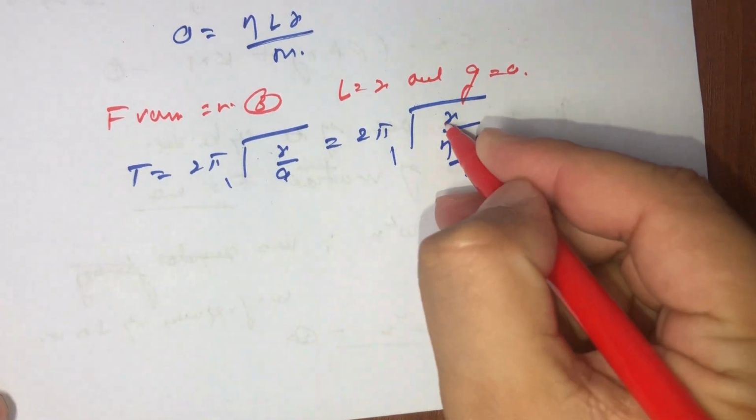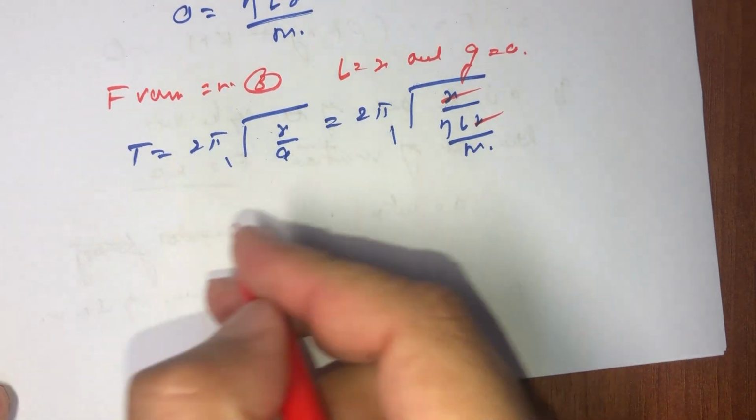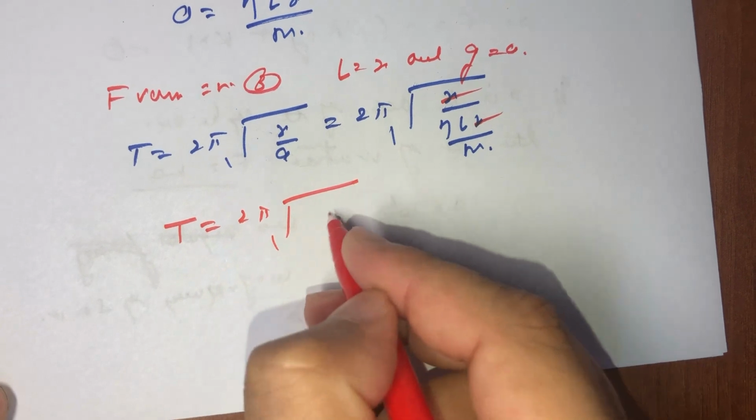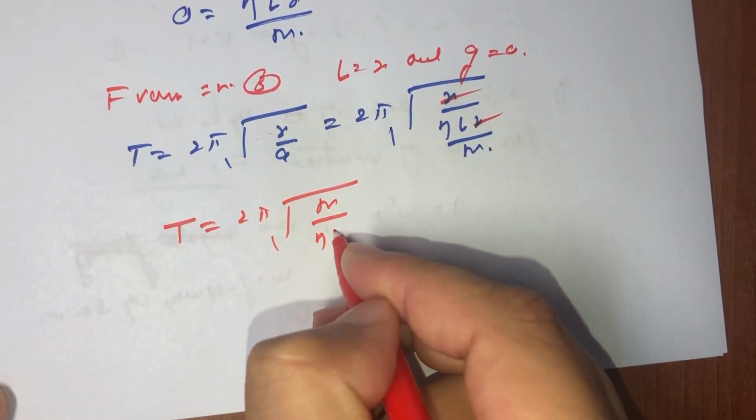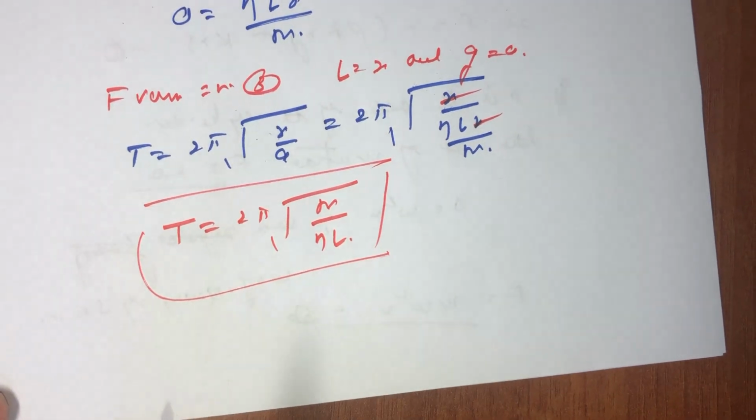So here x and x cancel out, so we get T, the time period, is equal to 2π square root of m upon ηL, sorry. So the answer is coming the same.